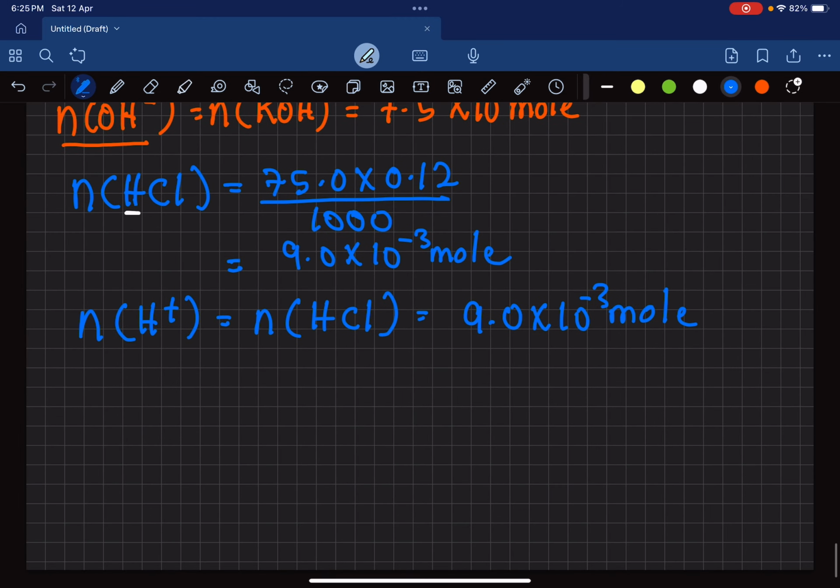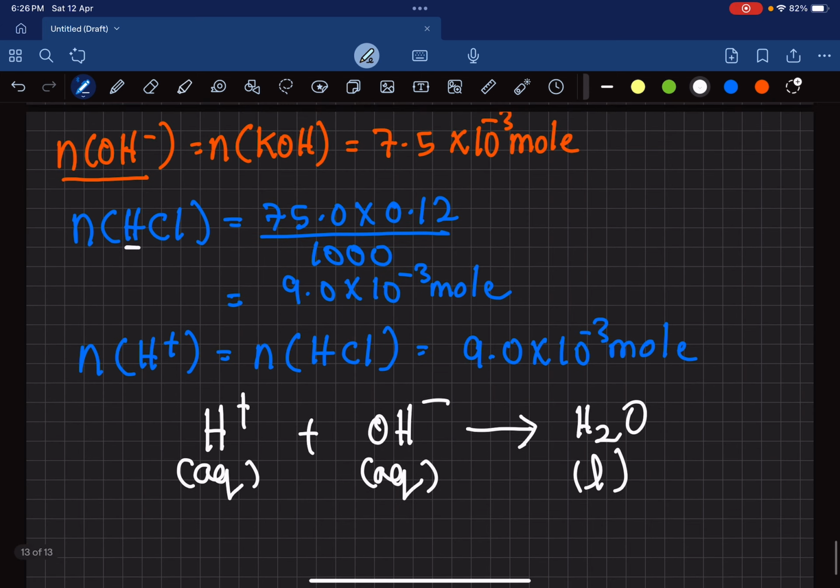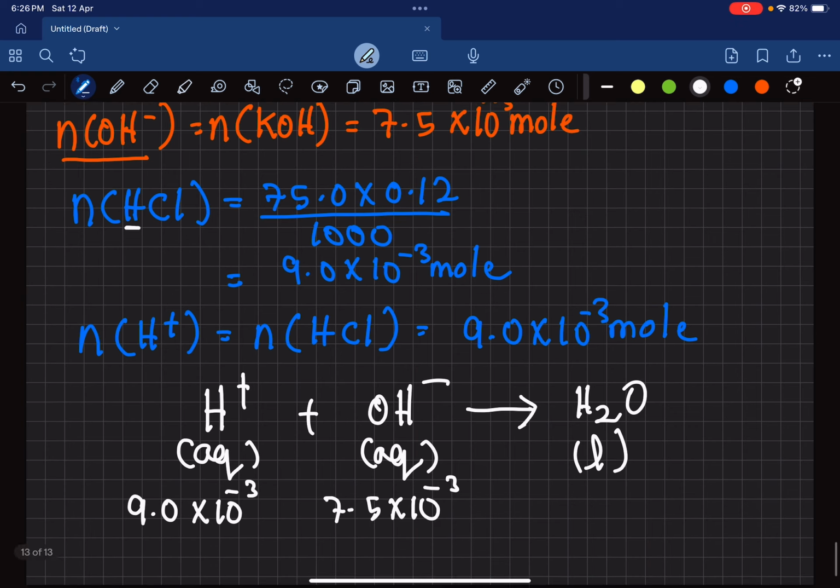All right, so what I want you to know is one hydrogen combines with one hydroxide and it will give you water. Okay, it will give you water. So in this example, if you watch carefully, we have 9.0 times 10 to the power of negative 3 and we have 7.5 times 10 to the power of negative 3. Okay, can you see that?